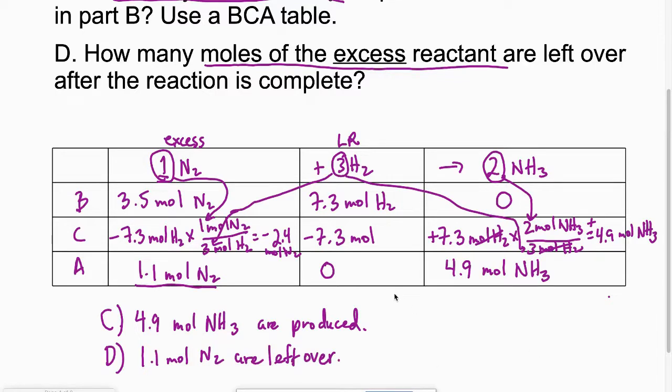We could also answer how much of the excess was reacted away. That would be 2.4 moles of N2. We can see that the limiting reactant is gone. So our BCA table gives us the answers to C and D.